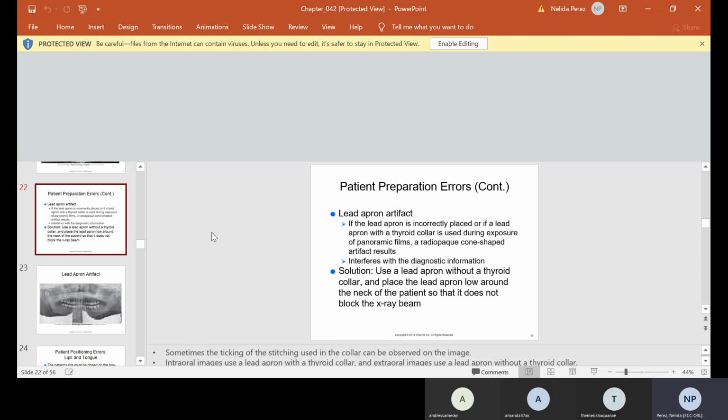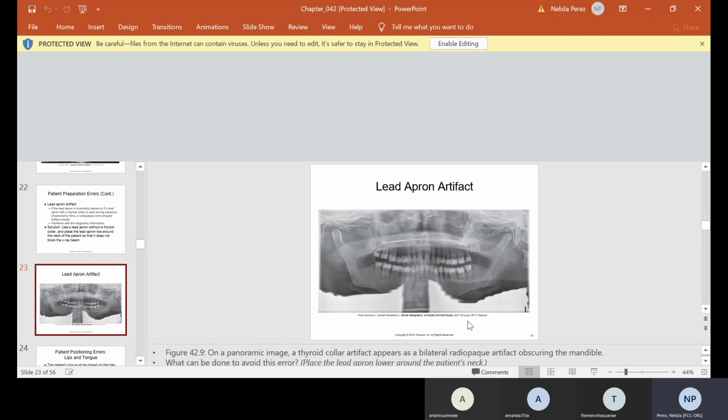So the solution is to use a lead apron without a thyroid collar and place the lead apron low around the neck of the patient so that it does not block the beam. So here's somebody that they put a lead apron around the neck and it threw this shadow on it. So this is not good, okay? This is not a good x-ray.